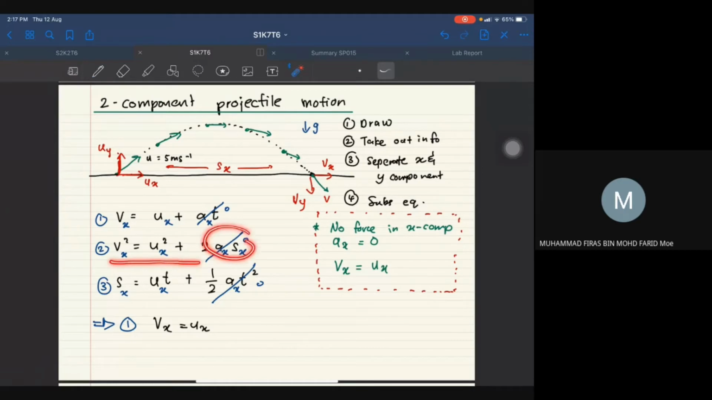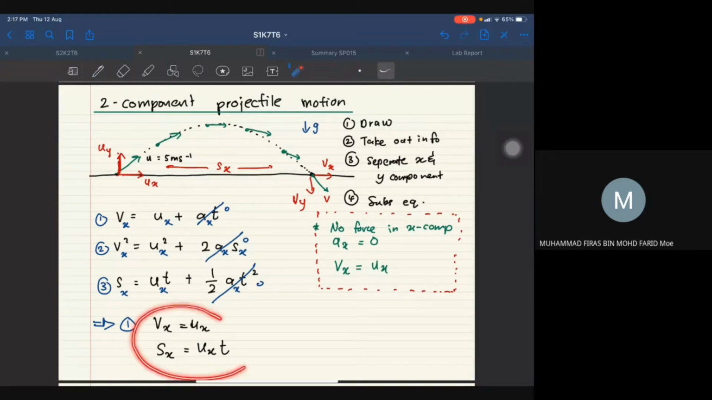This one equals to 0. So square kat sini you can take the square root. So it becomes Vx equals to Ux. It's the same things. And then another thing is this one. Sx equals to Uxt. Okay. So for x component, you only have two equations. Vx equals to Ux, and then Sx equals to Uxt.